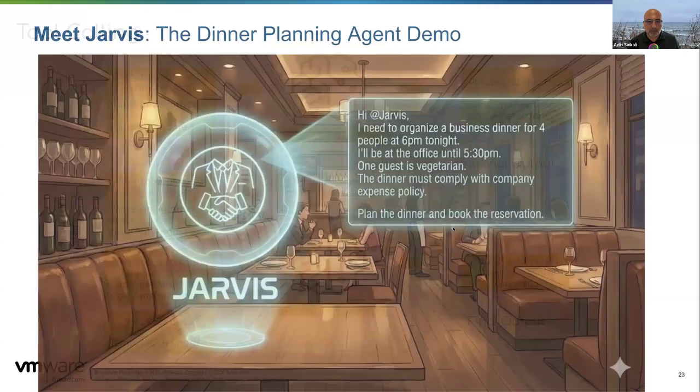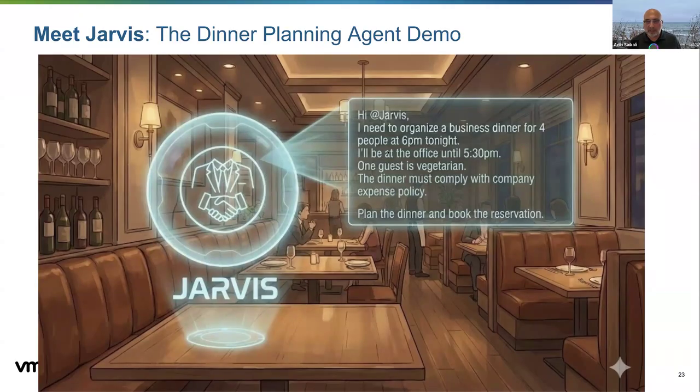Okay. So what are we going to do today? We're going to create this little agent called Jarvis. You can say things to it like, I need to organize a business dinner for 4 people at 6 p.m. tonight. I'll be at the office till 5:30. One guest is vegetarian. The dinner must comply with company expense policy. Plan the dinner and book the reservation.